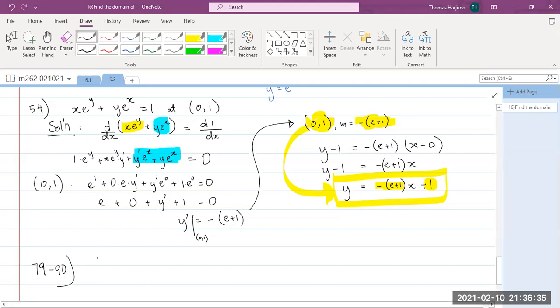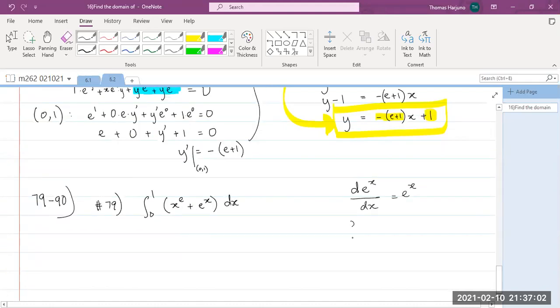Oh, nice question. Number 79: the integral from 0 to 1 of x to the e plus e to the x dx. Because the derivative of e to the x with respect to x is e to the x, the antiderivative will be itself plus a formality constant. Now let's do that one first.